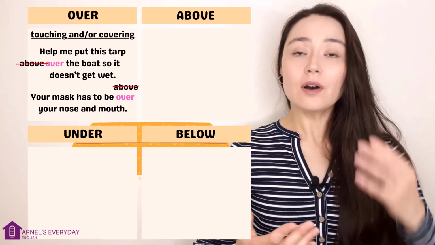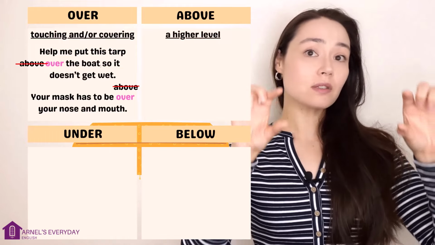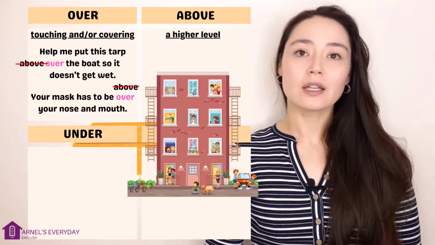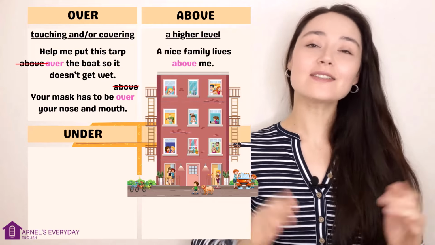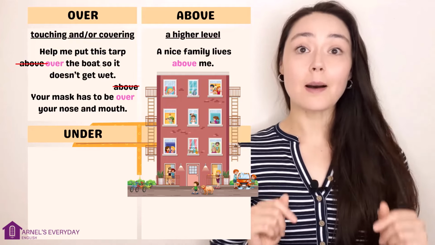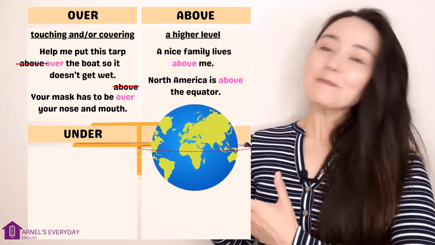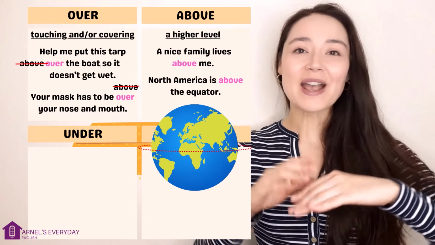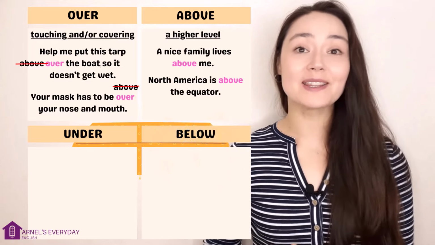When we use above, we're clearly thinking of different levels. One level and something else above it. Think about an apartment building. In an apartment building, there are very clear levels. A nice family lives above me. North America is above the equator. We can apply this concept to under and below.